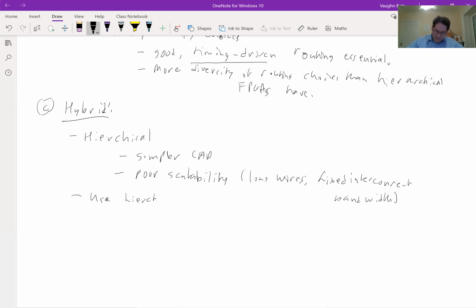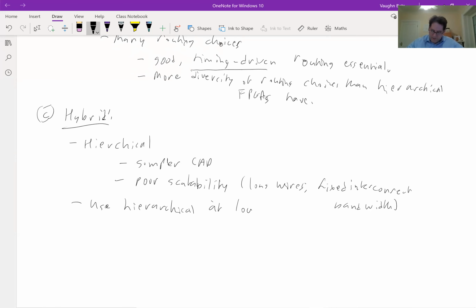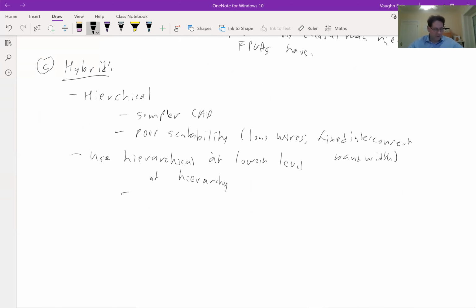I am not spelling hierarchical properly. So, okay, use hierarchical at the lowest level of hierarchy. So make little hierarchical FPGAs basically. Okay, so our wires are still short, which we saw sidesteps all those issues with resistance and so on.